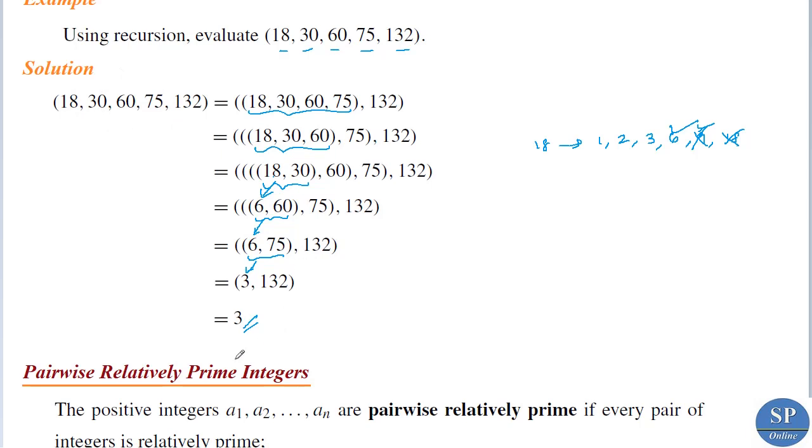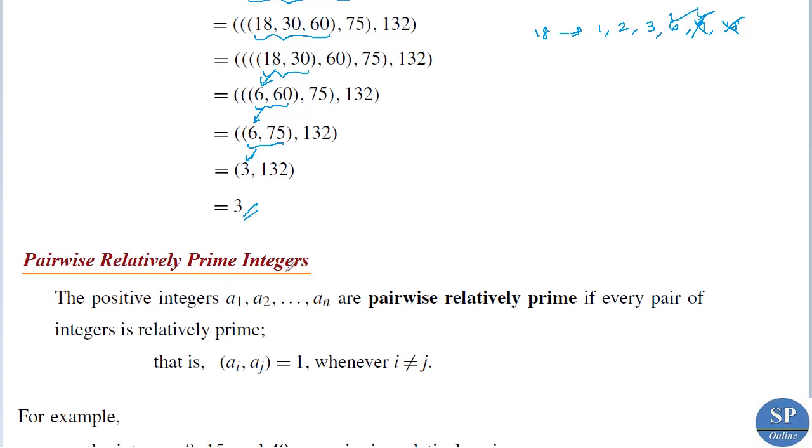Next we have pairwise relatively prime integers. That is, the positive integers a1, a2, etc., an are pairwise relatively prime if every pair of integers is relatively prime.